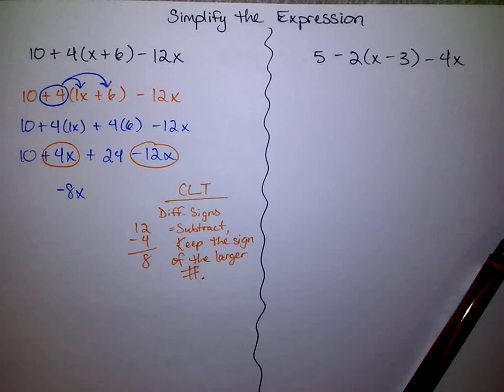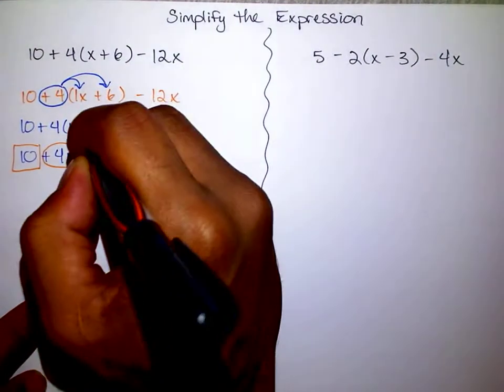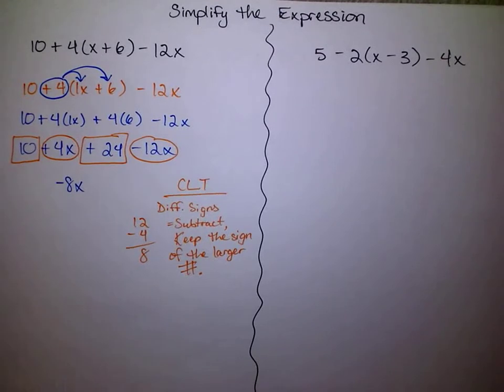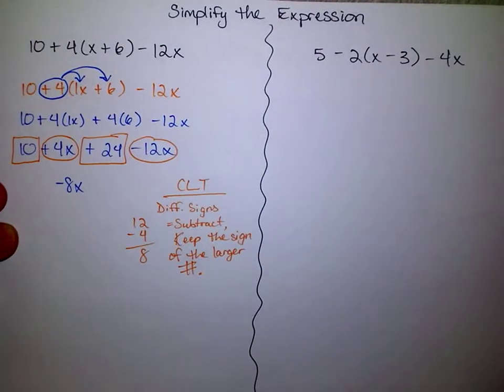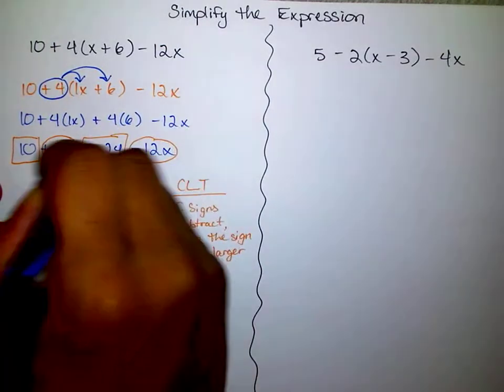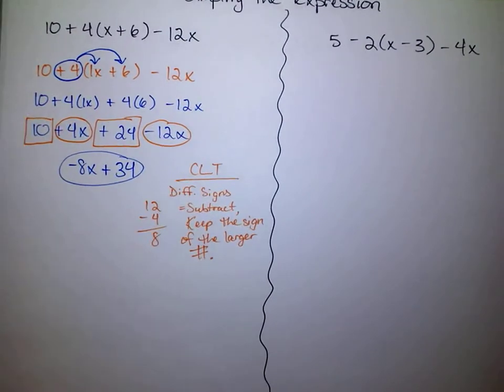Alright? Now, we have 2 other like terms. Positive 10 and positive 24. Once again, like signs add them up, different signs subtract. That's a positive 10 and a positive 24, so those are like signs. So we're going to do what? We're going to add. Alright, 10 plus 24, that's 34. It's going to be positive 34. And that's our final answer. And we're done. Okay? Let's take a look at this next one.